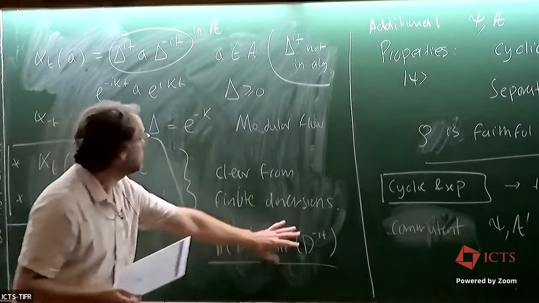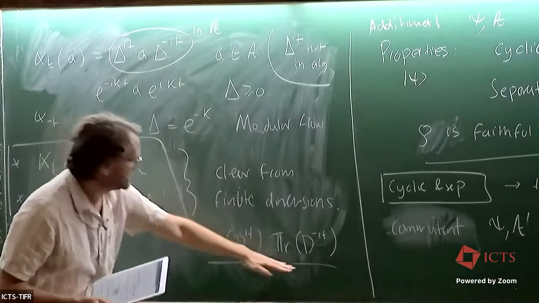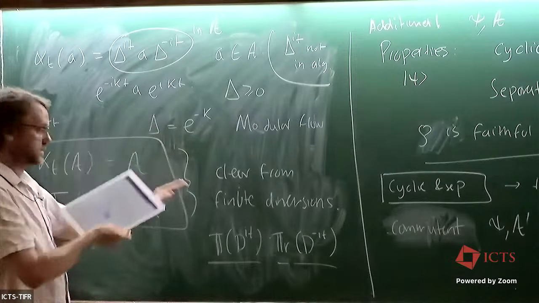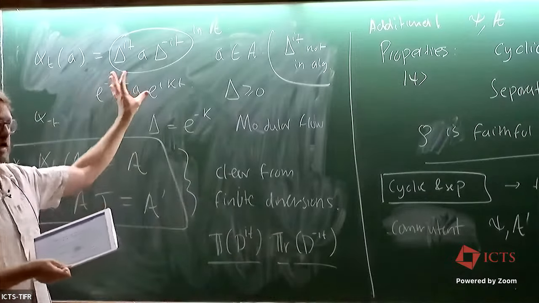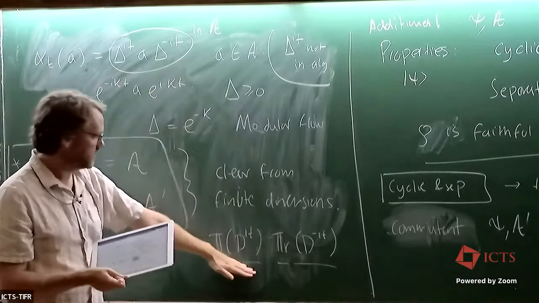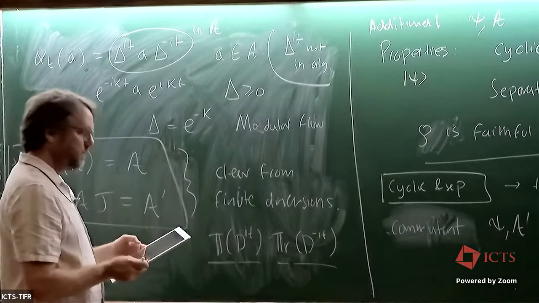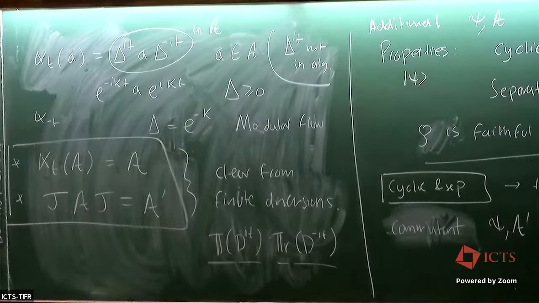Now, of course, when you compute this flow here, this thing cancels because it's unitary. It's in the commutant, so it passes through A. It just kills itself, and then you just get this. Okay. So that's why it's clear in finite dimensions. Yeah. Okay.